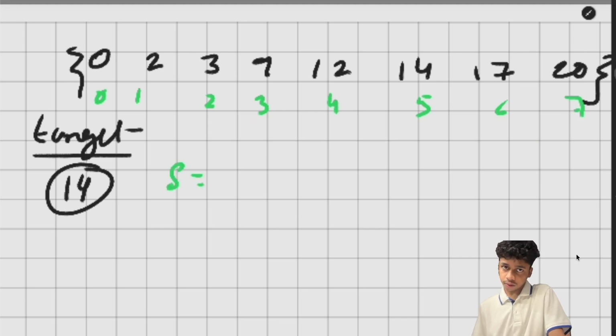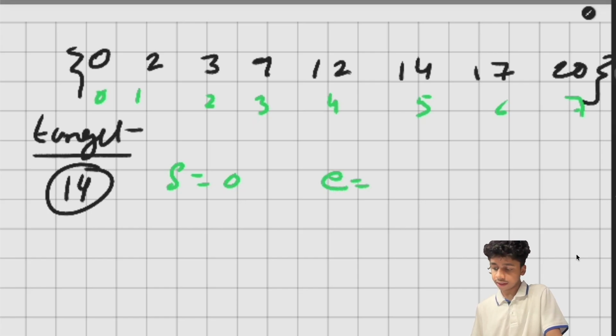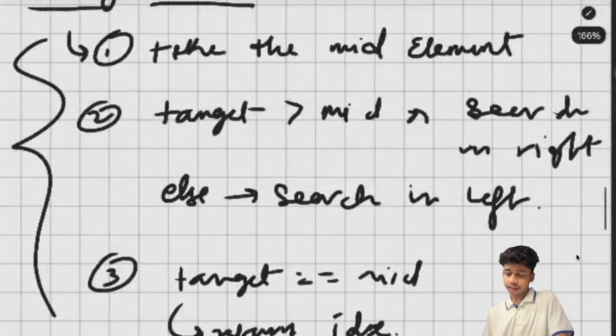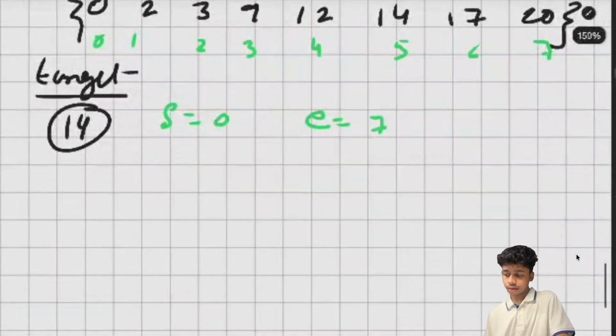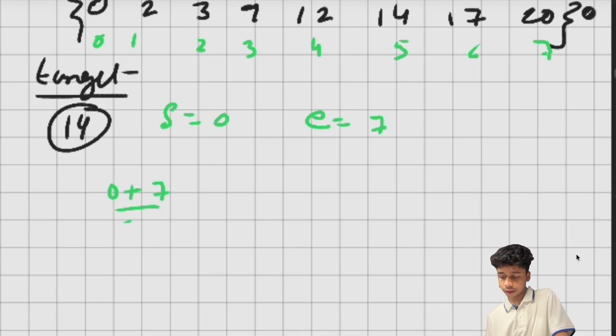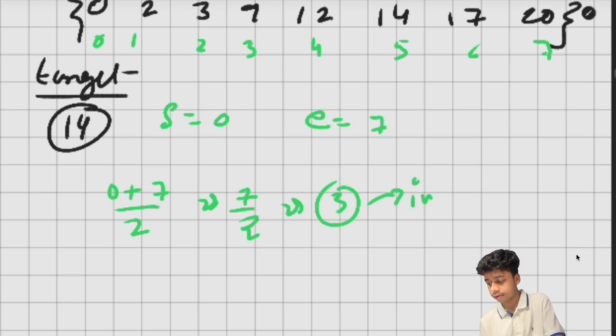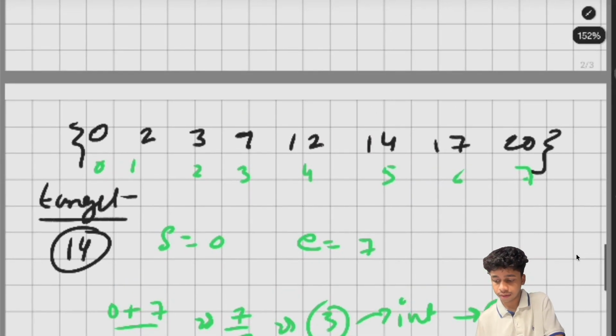So our start index will be 0, and the end index will be 7. What it does is take the average. Our first step is to take the middle element. Our middle element will be 0 plus 7 by 2, which is 7 by 2, approximately 3 point something, which in integer is 3. So our middle element will be 9.